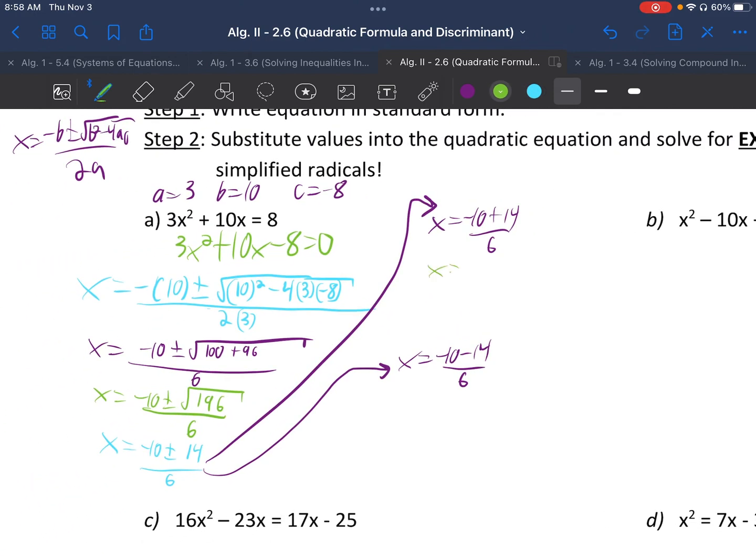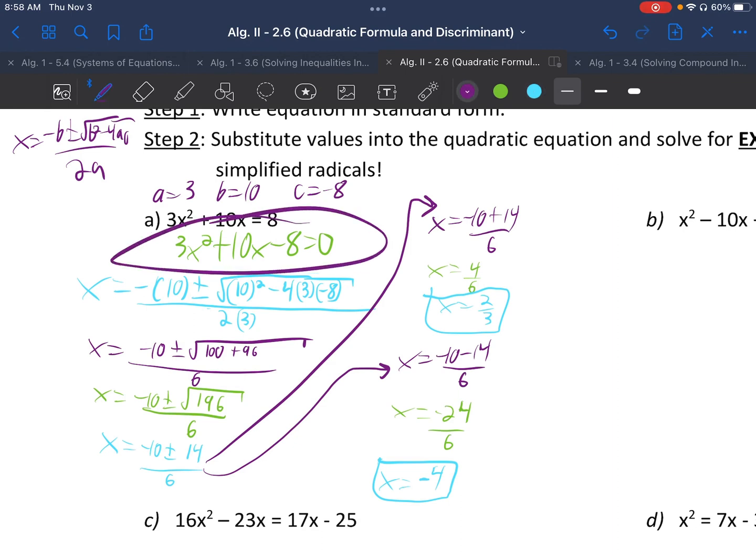Now, say I'm solving this top one first. I get 4 over 6, which is 2/3. That's one of my answers. My other one, I get negative 24 over 6, which ends up being negative 4 is my other answer. So those are my 2 answers. And because my b squared minus 4ac, what's underneath the square root, was positive, I had 2 answers.